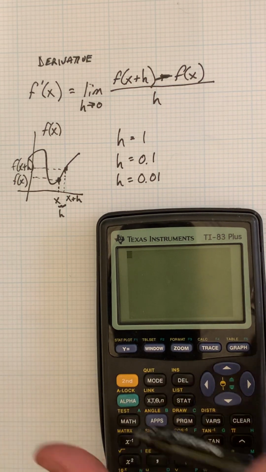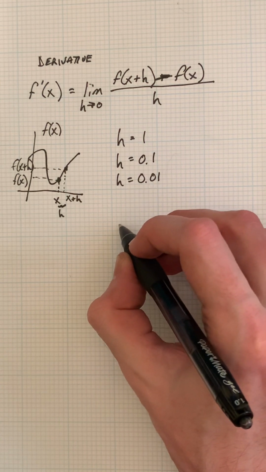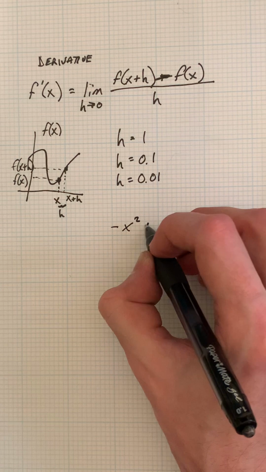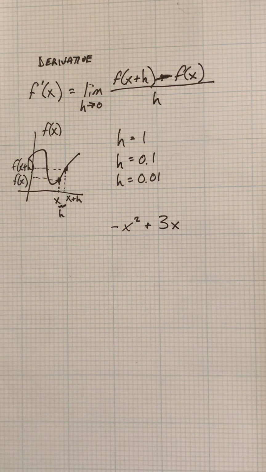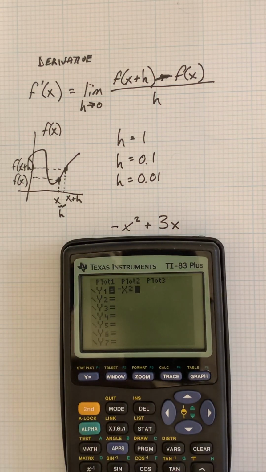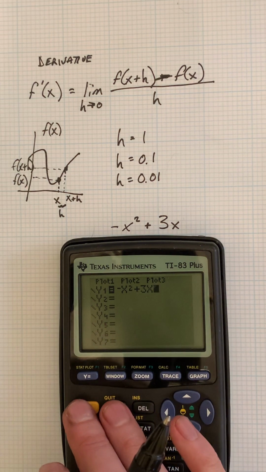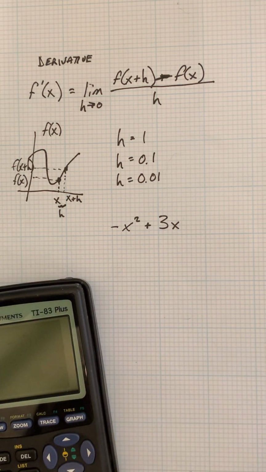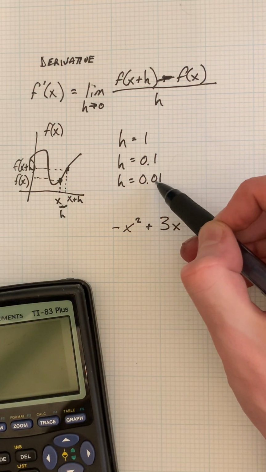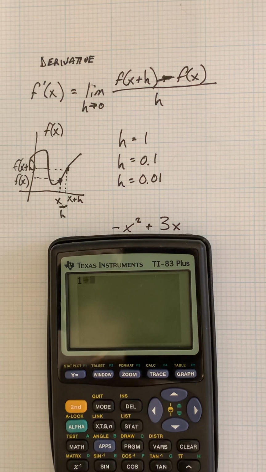So let's go and do a function like this and say negative x squared plus 3x. We want to find the slope at different points. So the first thing we do is we'll put this into our calculator. So negative x squared plus 3x. And then we're going to put in different values of h and then use this formula. So to start off with, let's use an h of 1.